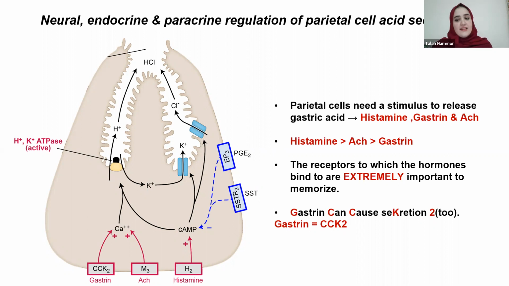Yeah, exactly. So basically, muscarinic starts with an M, so acetylcholine will bind to M3. Okay, okay.